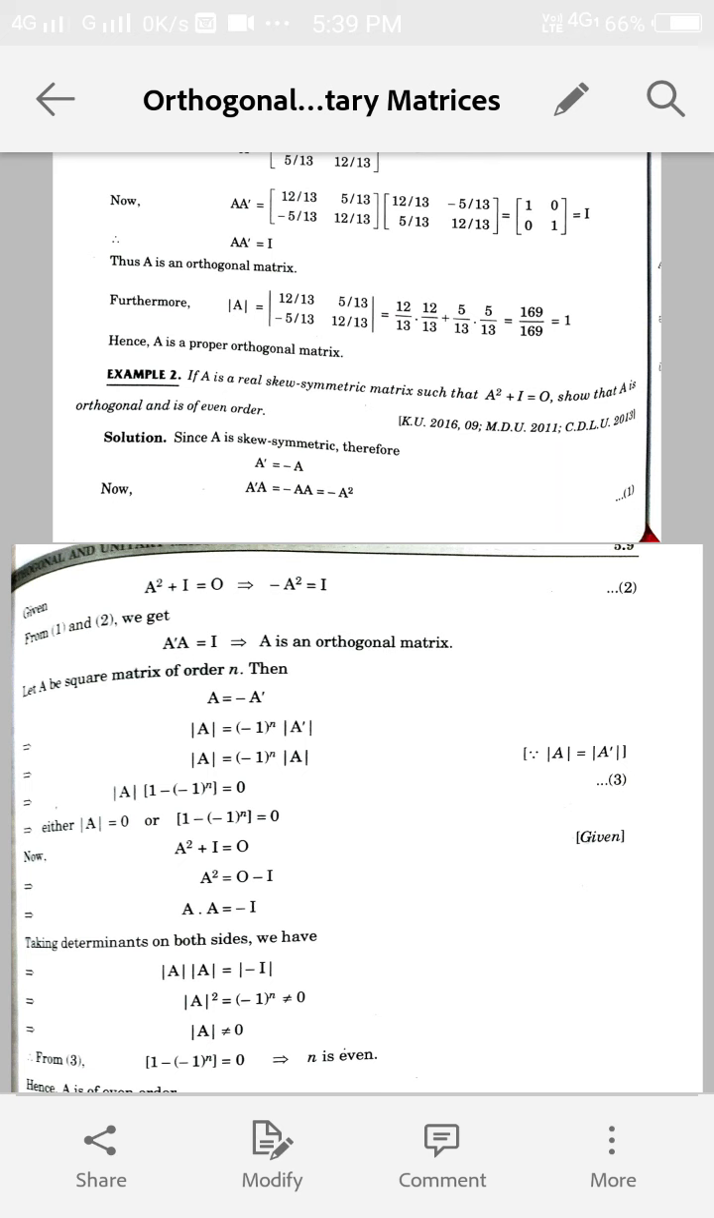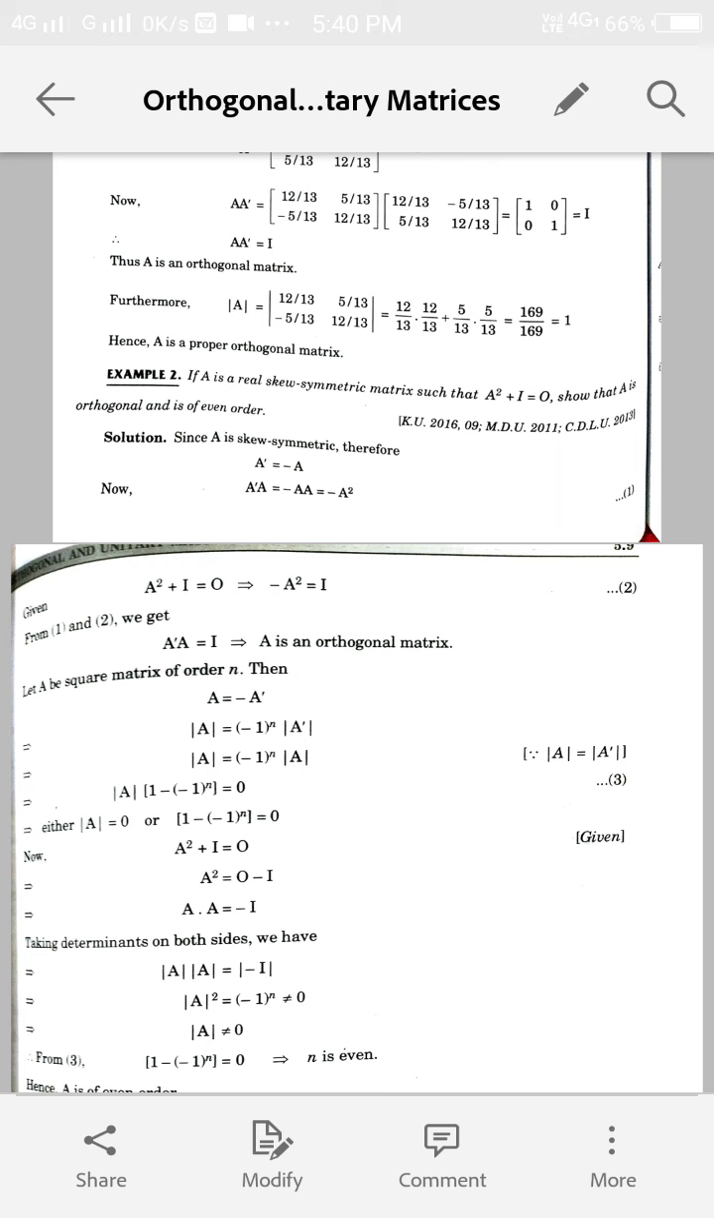Let us consider A to be a square matrix whose order is n. Then we have A taken as minus A transpose because A is skew symmetric. Now taking determinant on both sides. On the left hand side we get determinant A. On the right hand side use the property determinant of kA. So we can write it as minus 1 raised to the power n into determinant of A transpose. And determinant of A and determinant of A transpose will be the same. Now make the right hand side 0.